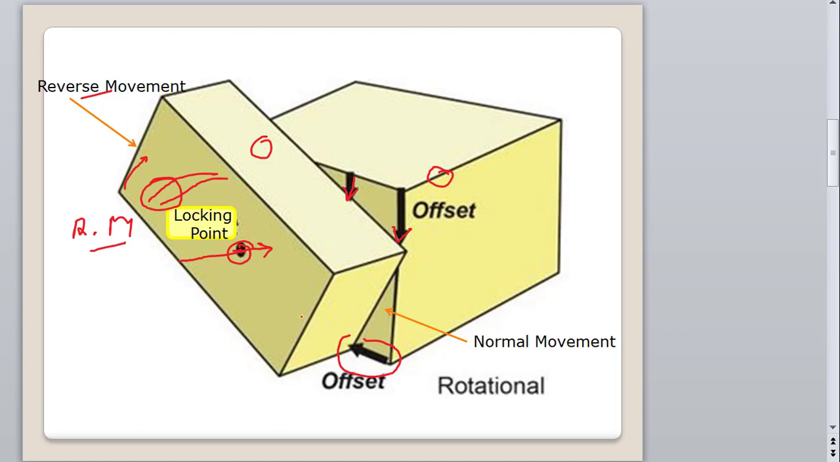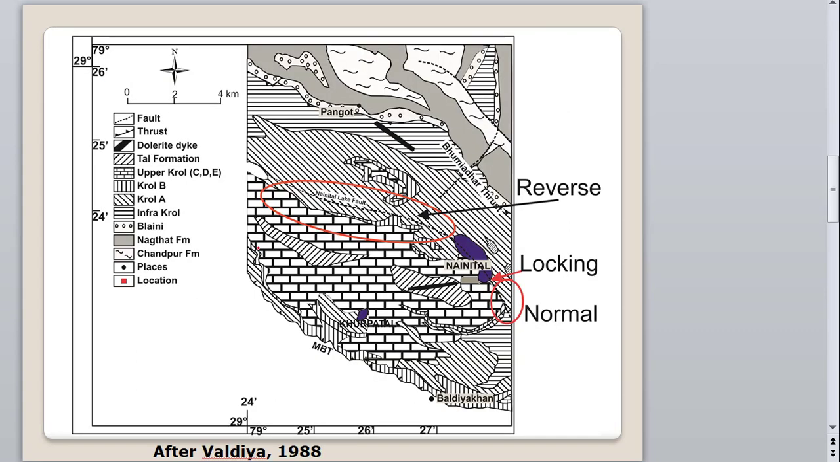Suppose this fault extends over a large area; we will discuss one example here. Because this block is moving along this axis, in between we can get a strike slip component also. For example, this is a geological map of the Nainital region, taken from Valdiya 1988, a book on the geology and environment of Nainital Hill, Uttarakhand.